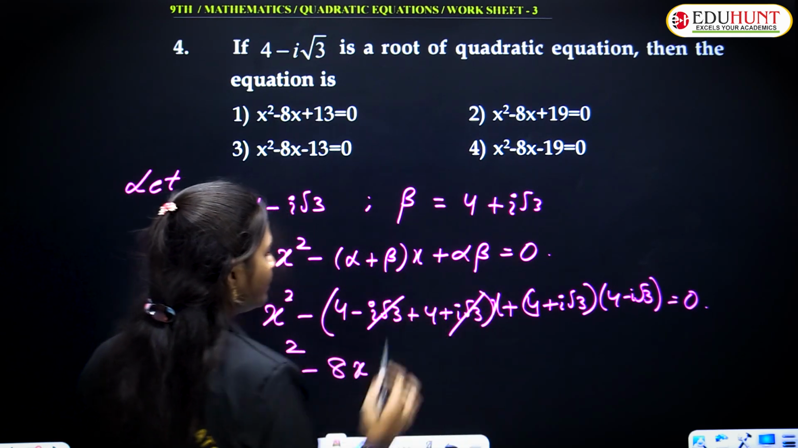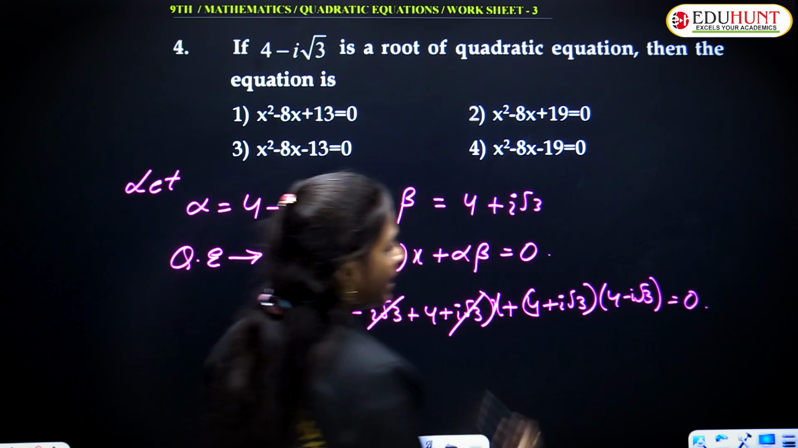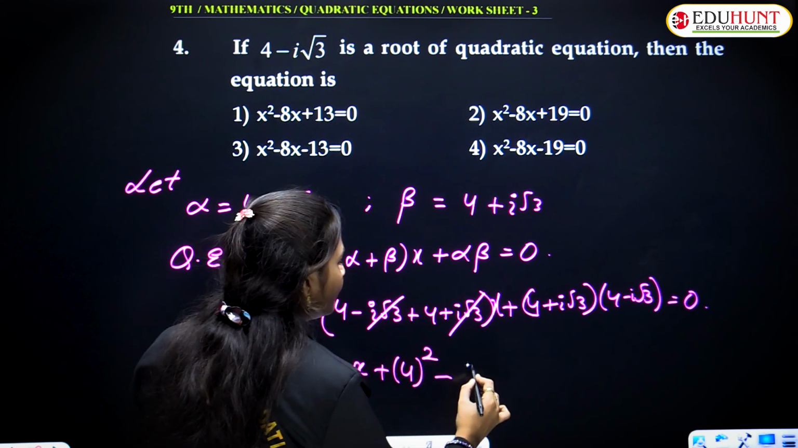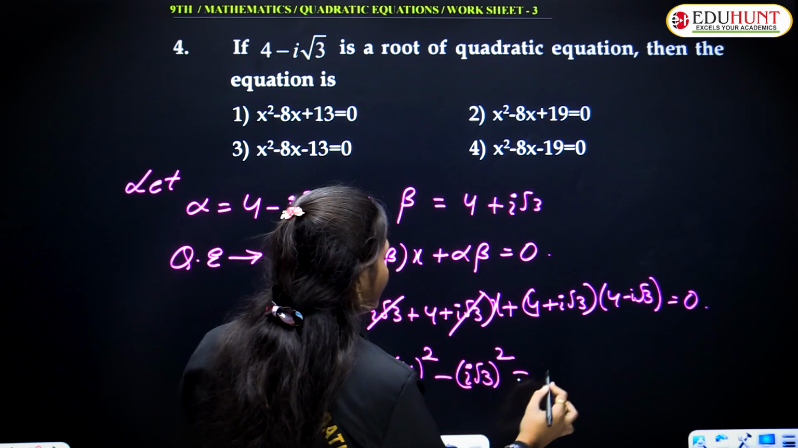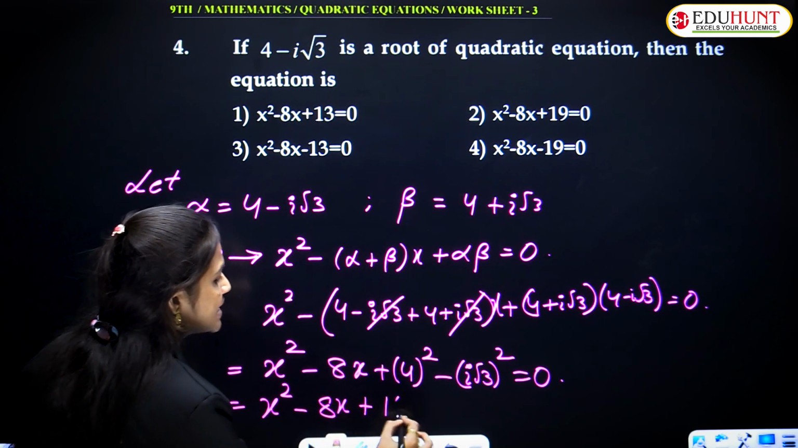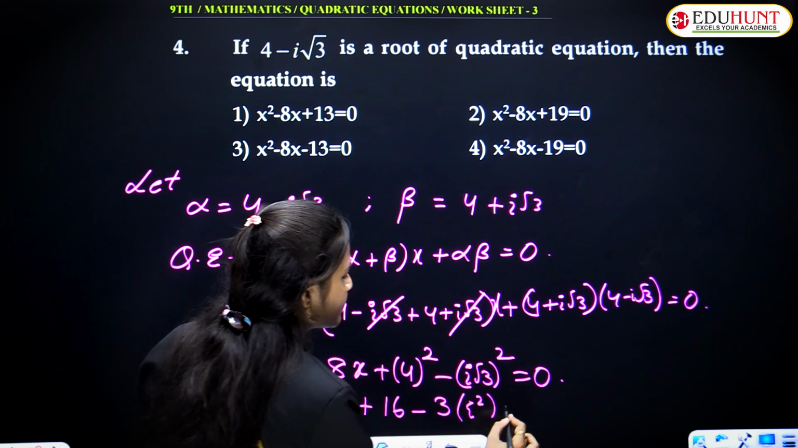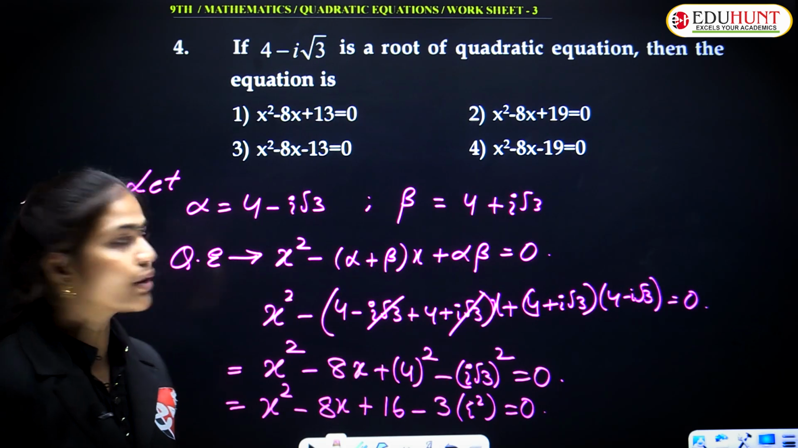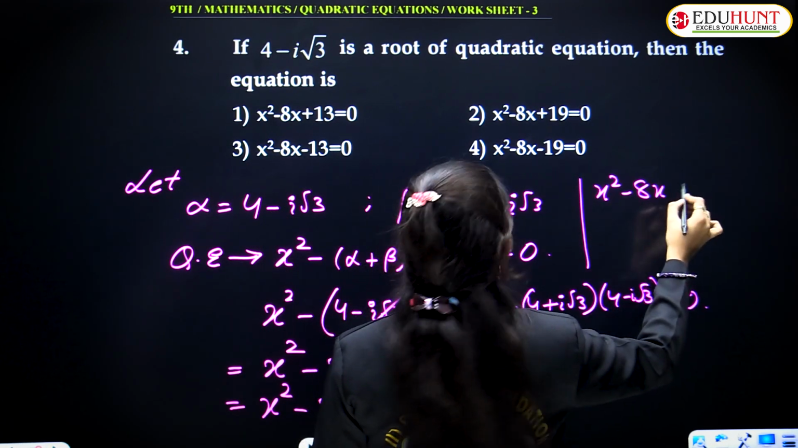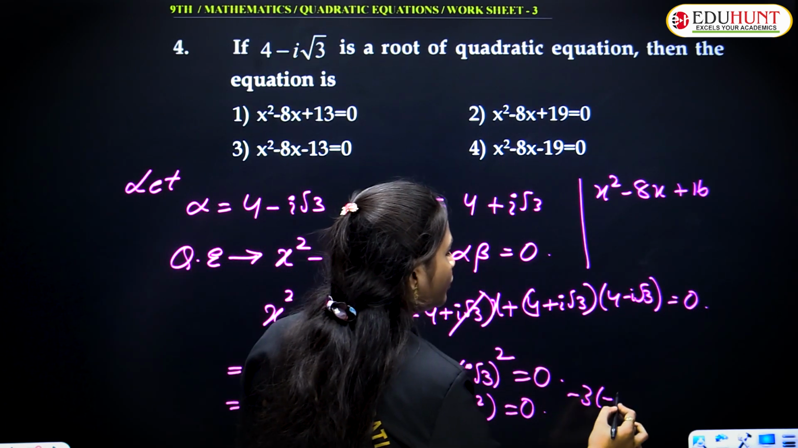Here we missed that x, no? So minus 8x plus, here a plus b into a minus b means a square minus b square. So a square minus (i root 3) whole square, which is equal to 0. So x square minus 8x plus 16, and the square and root get cancelled, so that is 3, and here i square, which is equal to 0. Okay. So from this one, x square minus 8x plus 16, and here i square means minus 1. So minus 3 into minus 1.